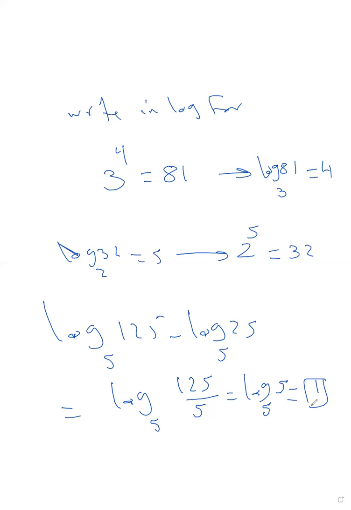Okay. Another one, express log 128 to the base 2 as a single number. Okay. 128 is 2 power of 7, and the base is 2. It will be 7 log 2 to the base 2, which is 7 times 1 equals 7. Okay.